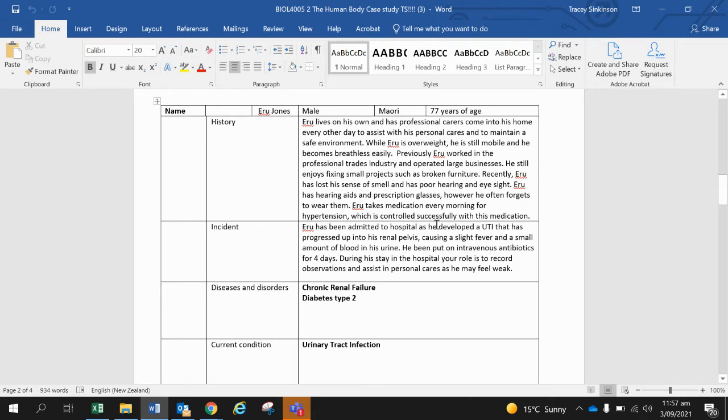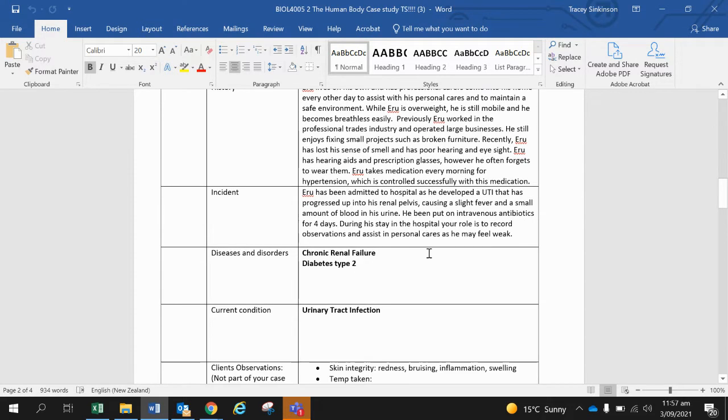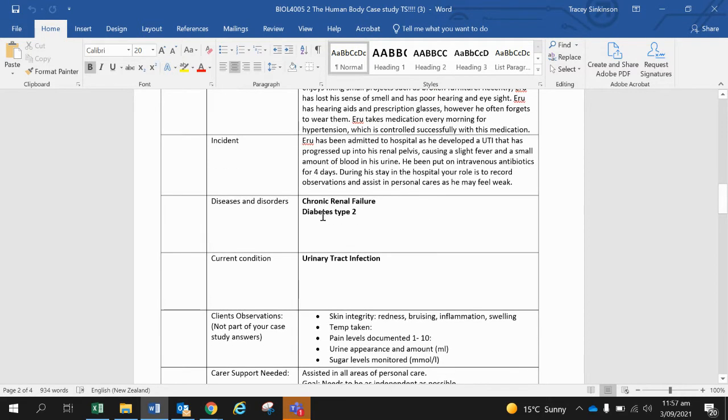So they've taken him out of his home environment, taken him to hospital for 4 days so he can have an adequate amount of antibiotics to get rid of this UTI. Fantastic. Now, he also has chronic renal failure and diabetes type 2. And the reason he's in the hospital is because he has a urinary tract infection.